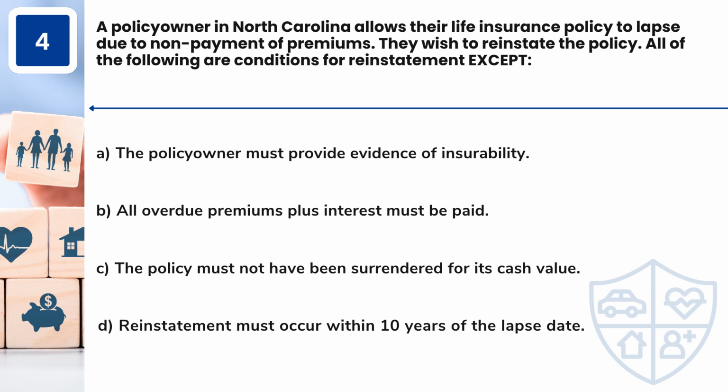Question 4. A policy owner in North Carolina allows their life insurance policy to lapse due to non-payment of premiums. They wish to reinstate the policy. All of the following are conditions for reinstatement except: A. The policy owner must provide evidence of insurability. B. All overdue premiums plus interest must be paid. C. The policy must not have been surrendered for its cash value. D. Reinstatement must occur within 10 years of the lapse date.